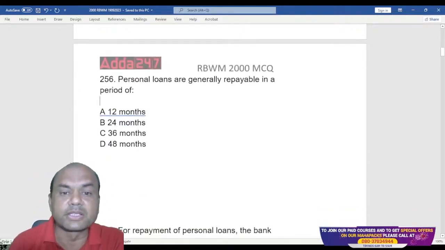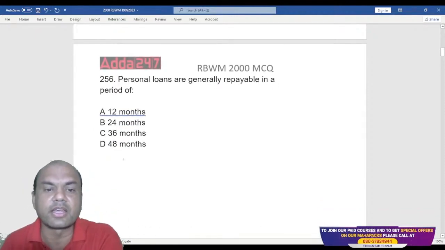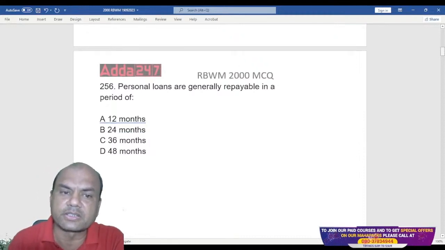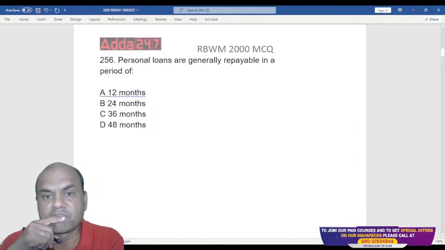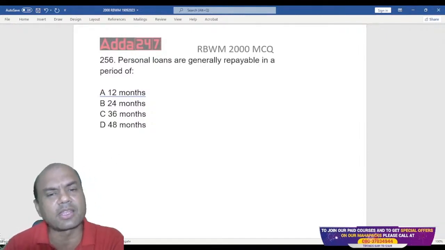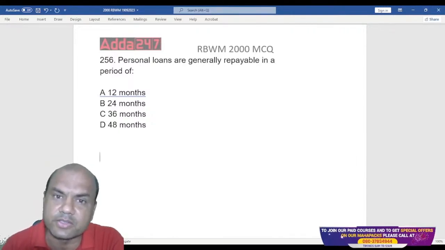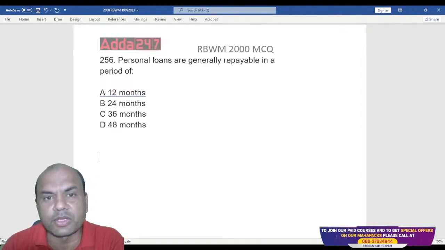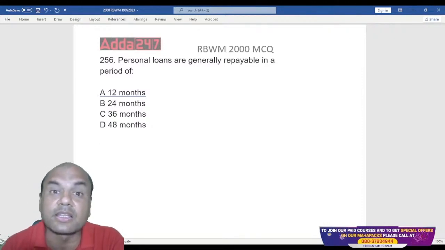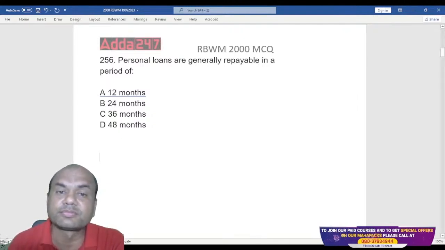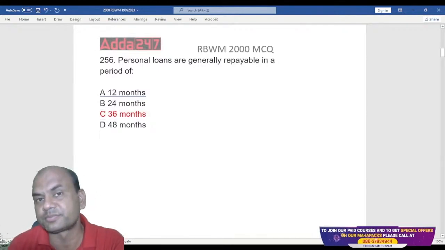Next one. Personal loans are repayable in the period of what? What do you say, guys? 12 months, 24 months, 36 months, 48 months. Generally, I'm talking of generally. Any bank can give personal loans for 5 years also. Maximum loans allowed for the banks are 10 years, right? So some bank can say, okay, I'll give it for 10 years. That's not an issue. But generally, 90% of banks, how long do they give these PLs? 36 months. Always remember, PLs are generally given for 3 years.